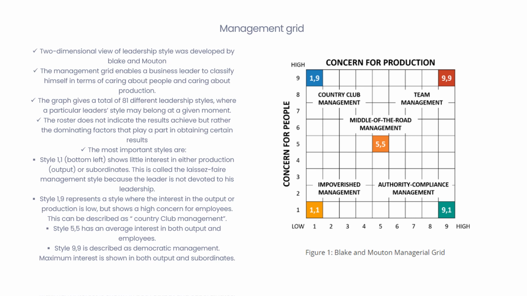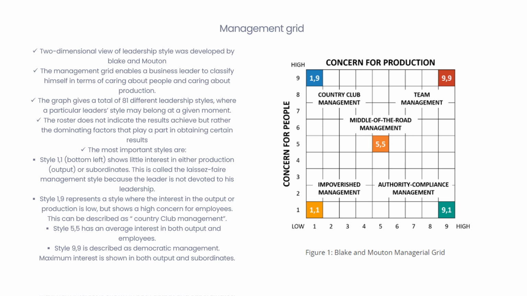Let's see 9-1. In 9-1, 9 is horizontal, that means concern for production. 1 is vertical, you have no concern for people. They call it authority compliance management. You only want people to produce, but you don't mind their level. So it will be a dictatorial leadership. You impose on people to do what they are not capable of doing.